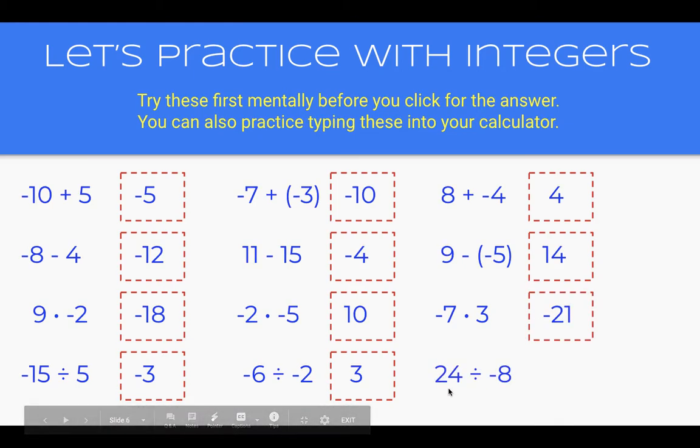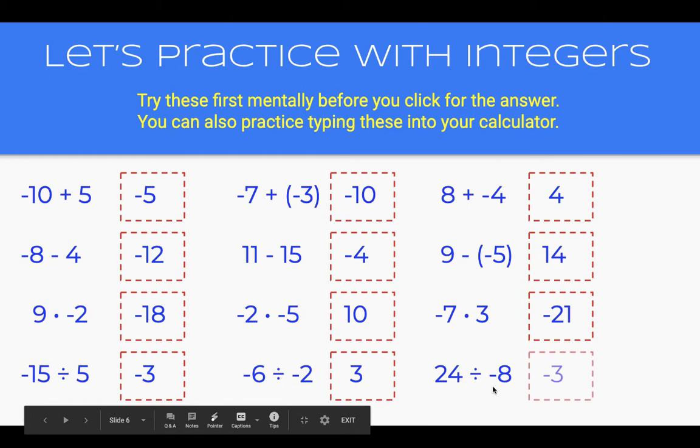And our last one, we have unlike signs, different signs, so our answer is going to be negative. 24 divided by 8 is 3, and we know it's going to be negative because we have unlike signs. Negative 3.